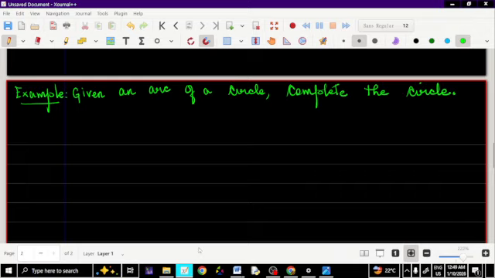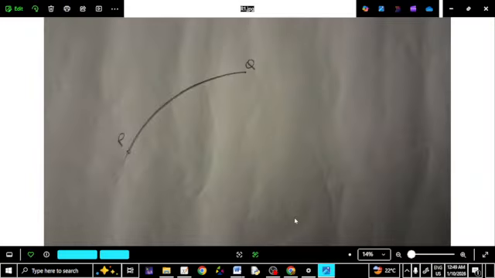Look at the next example. Given an arc of a circle, complete the circle. So one arc of a circle will be given to you. Using this, you have to draw the entire circle. Again I will demonstrate this with the help of pictures. Let's say we are given an arc PQ. I have to draw the circle in such a way that PQ is an arc of that circle. Basically, given an arc, we have to complete the circle.